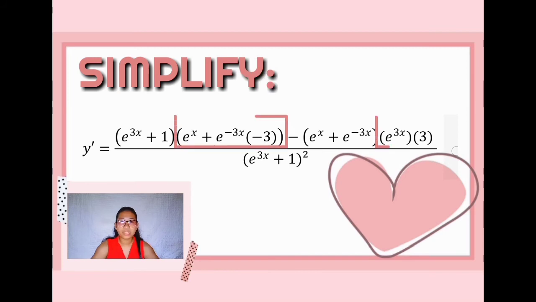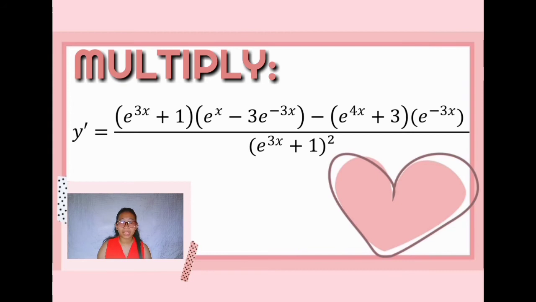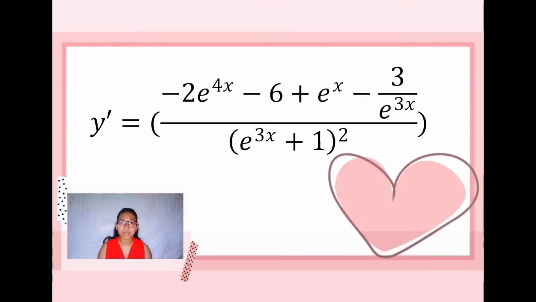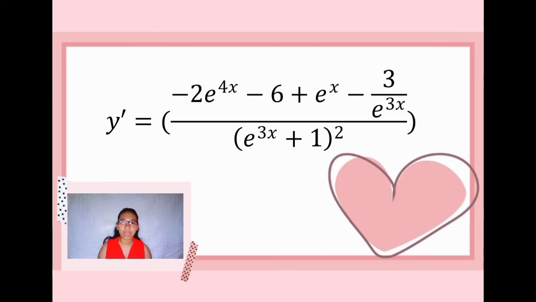This time, we will simplify first the derivative of f and g. Next, we will multiply e raised to the power of 3x plus 1 and e raised to the power of x minus 3 e raised to the power of negative 3x, subtracted by the product of e raised to the power of negative 3x and e raised to the power of 4x plus 3. And we have now negative 2 e raised to the power of 4x minus 6 plus e raised to the power of x minus 3 all over e raised to the power of 3x.